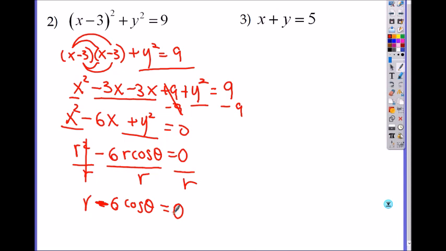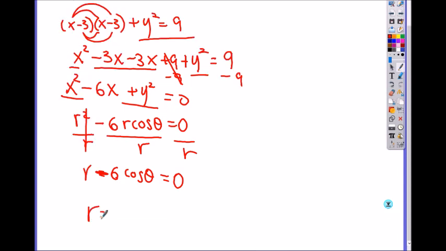Now, can you solve for r? r equals, move negative 6 cosine theta to the other side to make it positive 6 cosine of theta.